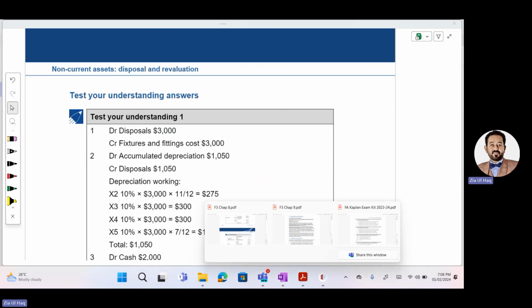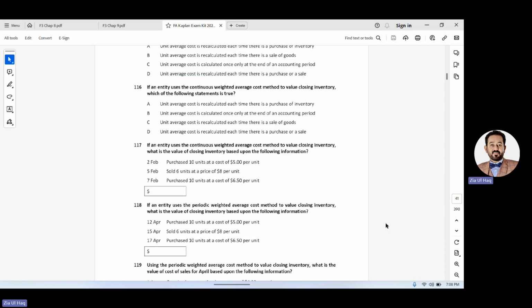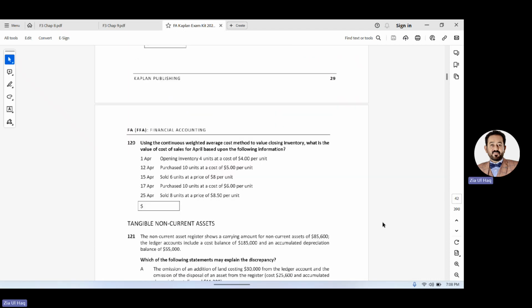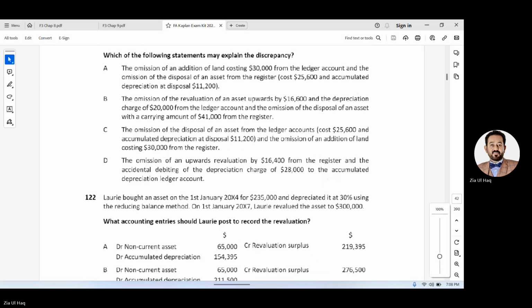Let's discuss 2-3 difficult MCQs from the KIT, and then we will finish for today. MCQ number 121.